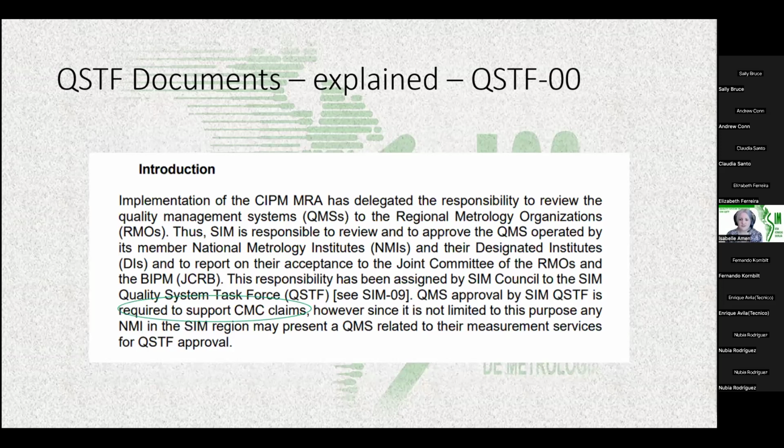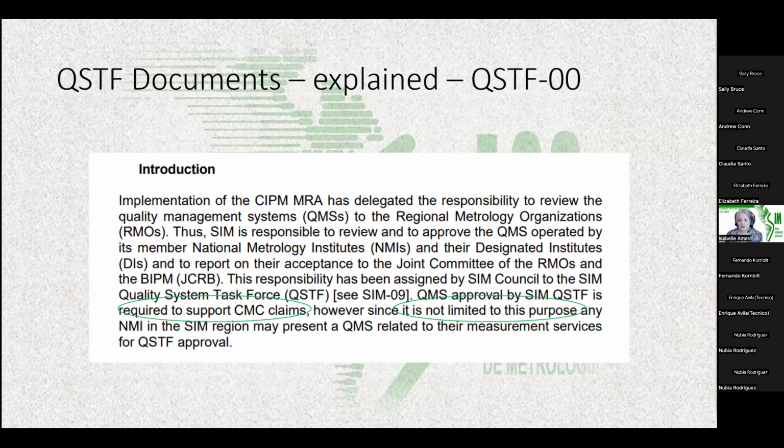For an institute signatory to the CIPM-MRA and that has declared CMCs or wants to declare CMCs in the BIPM key comparison database, presentation to SIM-QSTF is required to support the claimed CMCs. But as explained by Sally just before, it is not limited to this purpose, and any institute in the SIM region may present a QMS related to the services for QSTF approval.